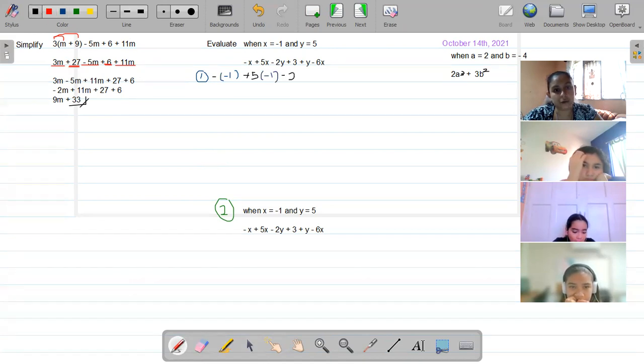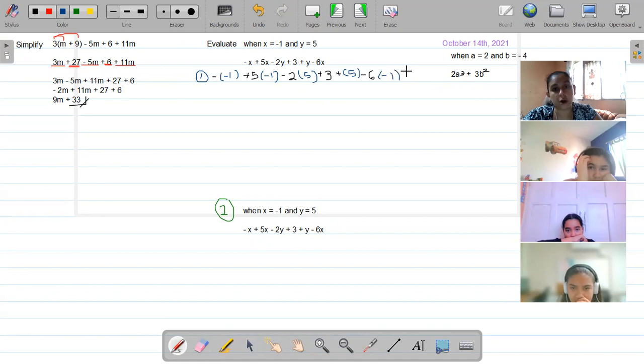Minus 2, and instead of the y, I'm using 5. Plus 3, and that's a constant. So I'm just going to write plus 3. Plus, instead of y, the value they're giving me, which is 5. Minus 6 times x. And x is -1. So in between the parentheses, -1.